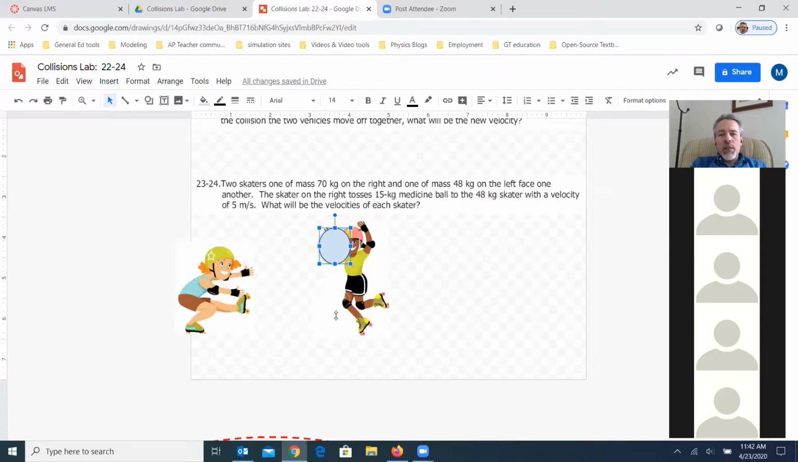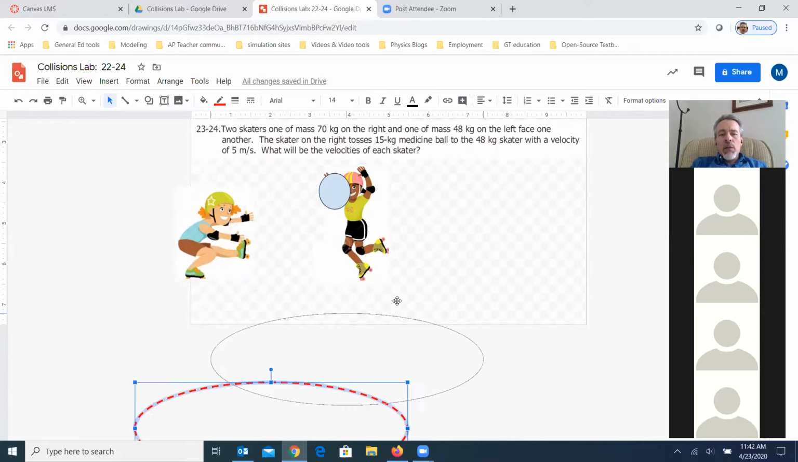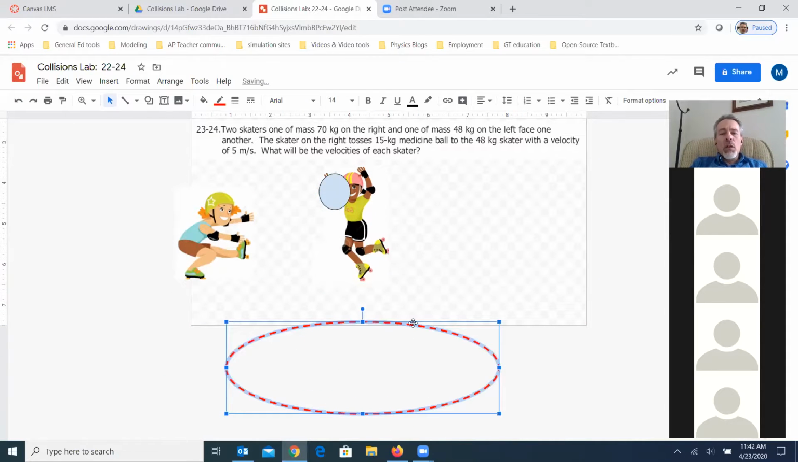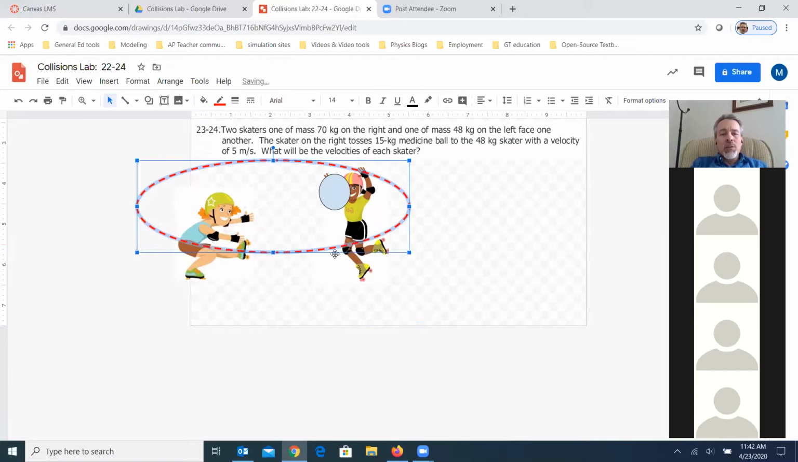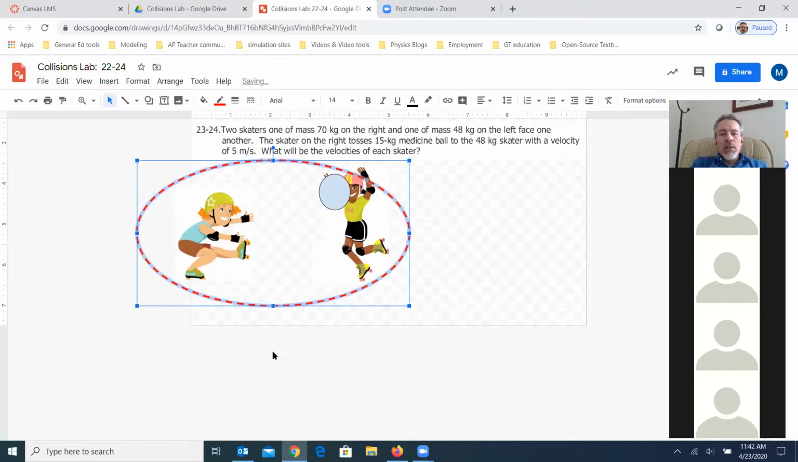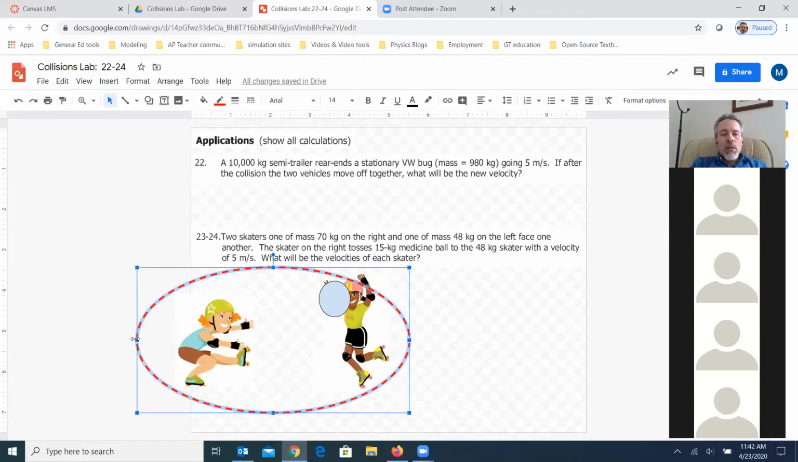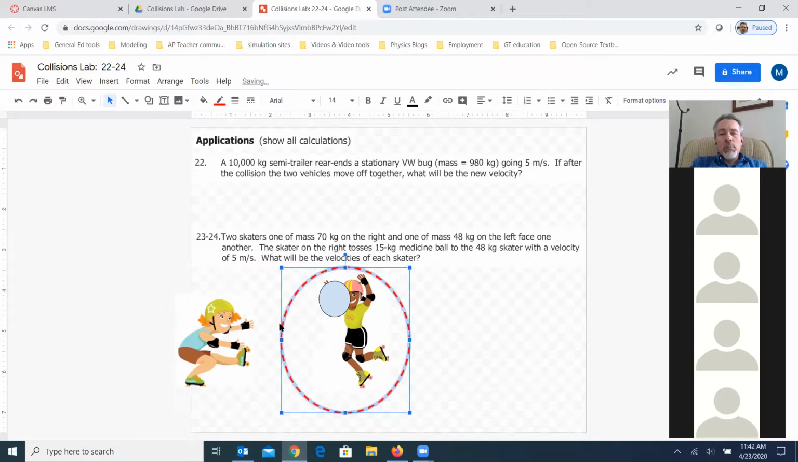Here's the tricky thing about this problem: you can't do this all at once. You can't make your system like this. It won't work. You have to do it as two separate problems. That's why I'm listing it as 23 and 24.